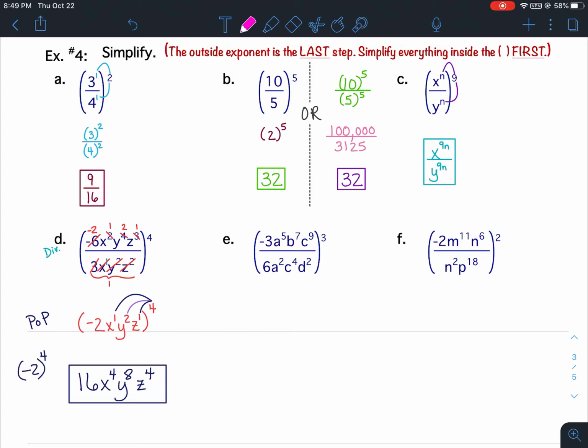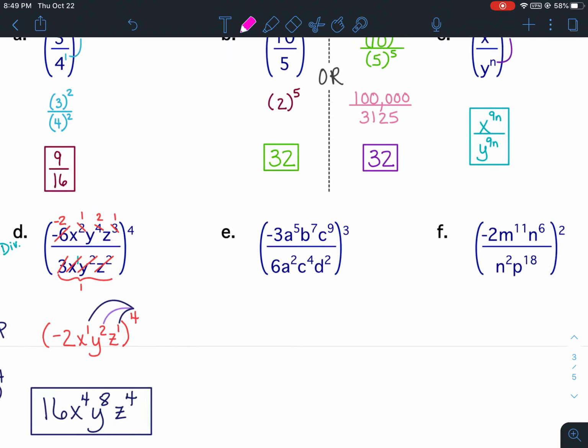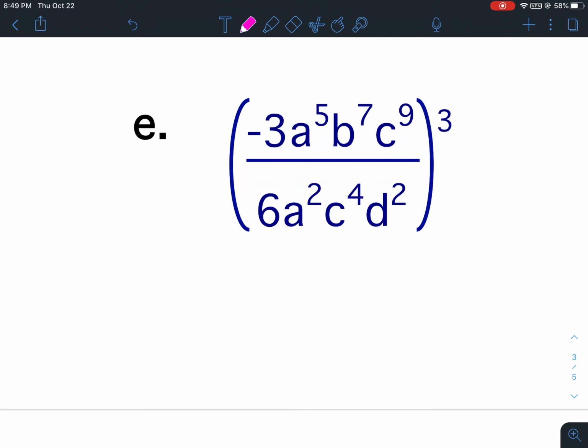Laws of exponents, dividing monomials, lesson 4.3 notes, example number 4, E and F. Once again, the outside exponent is the last step. Do everything that you can inside the parentheses first. So what can I do inside the parentheses first? I can divide first.